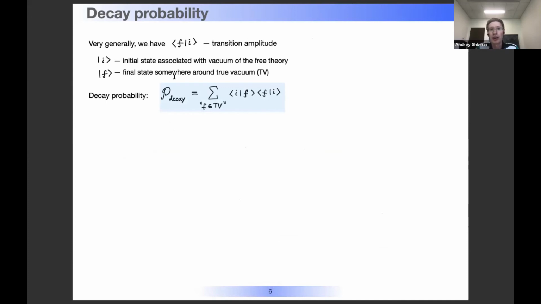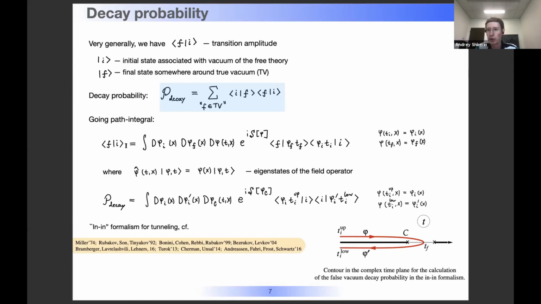Very generally, we can take this vacuum transition amplitude from I to F, where I is some initial state close to the false vacuum state, and F is a final state, which belongs to the basin of attraction of the true vacuum. And for the decay probability, we can simply write this expression. We square the amplitude and we sum over all appropriate final states of the system.